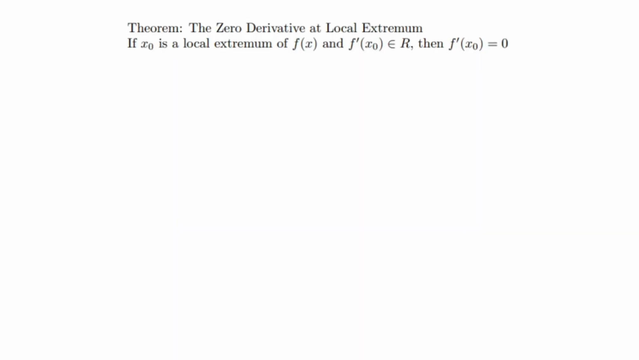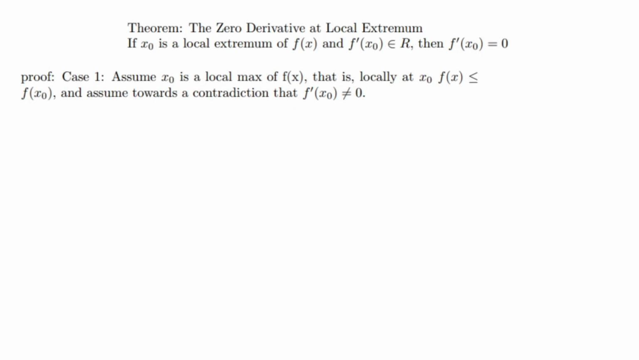So here's our theorem, the zero derivative at local extremum. It states that if x naught is a local extremum of f of x, and f is differentiable at x naught, right, the derivative is a real number, then the derivative is zero, right, this idea that we were talking about. Basically what our theorem is saying is that at an extreme, either the derivative does not exist or it's zero, right? And we're going to prove it by taking cases.